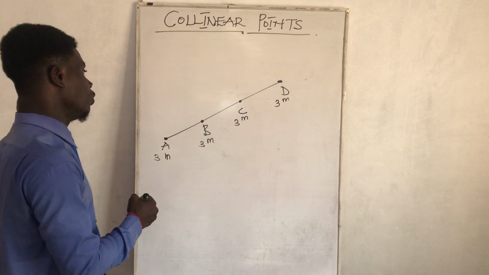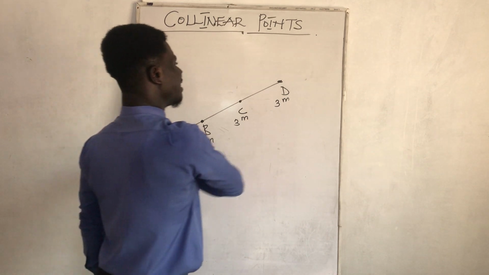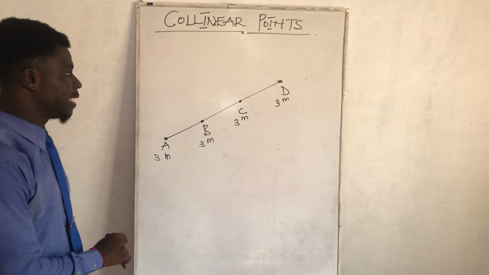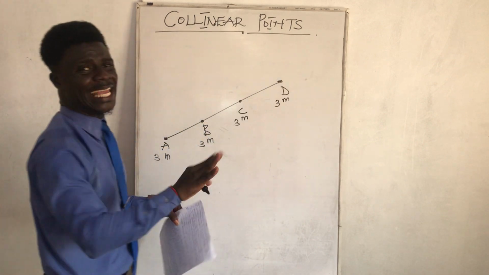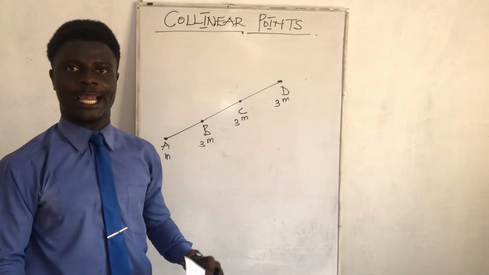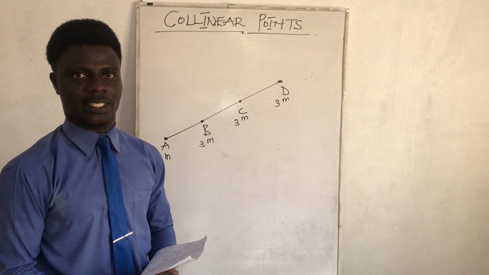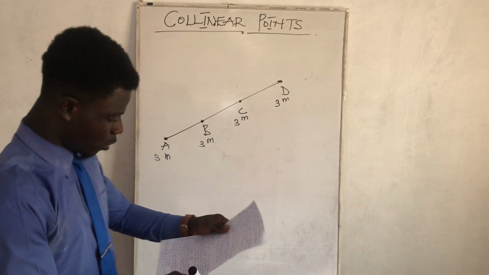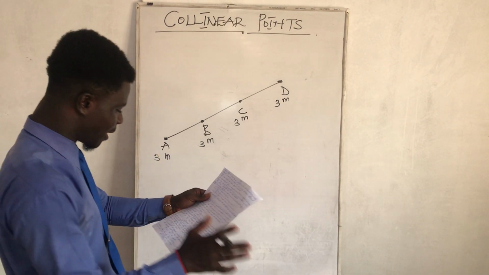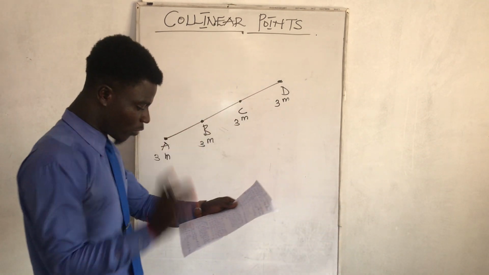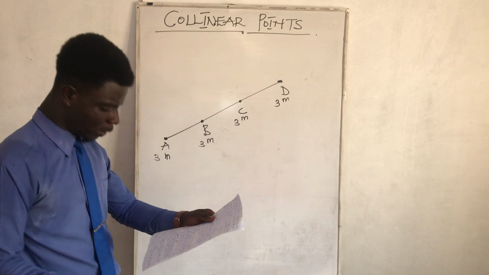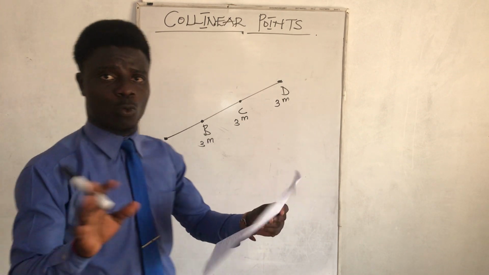So that we conclude that since they have the same gradient, then they are collinear. That means they lie on the same straight line. As simple as ABCD. Very, very simple. So 2 or more points that lie on the same straight line have the same gradient. So therefore, to show whether or not 2 or more points are collinear.